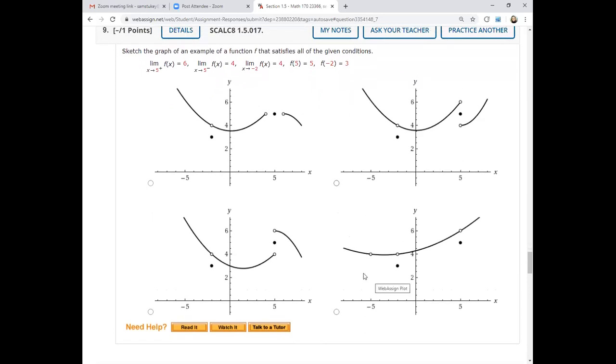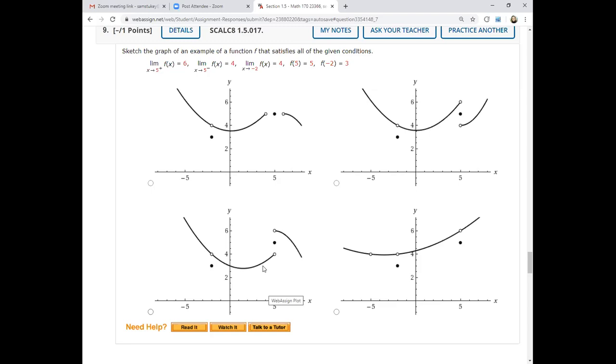Now the limit as x approaches 5 from the right on the bottom left is going to mean that you're at that hole, and that is 6. So that's okay. The bottom right, if you're approaching 5 from the right, it is 6. So both of these meet that first condition. Do you see that? One of them has a hole and it's decreasing, and one of them is increasing, but both of the bottom graphs have that.